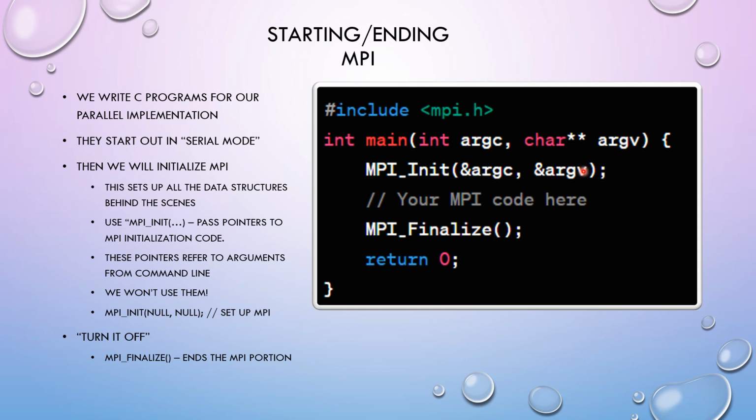We're basically going to say, hey, I don't have anything to give you, but I want you to set up all the data structures. I want you to set up all the communication between all the other processes that are running on all the other processors. Then we would put our parallel program code here in the middle. And when we're done, we just say MPI finalize, which is basically just, hey, clean up. And then, of course, we would return 0.